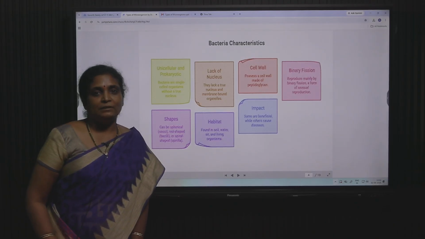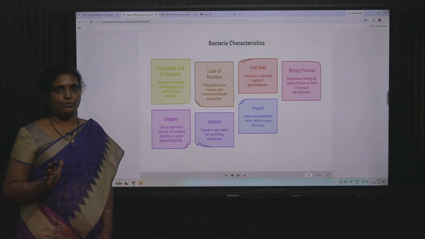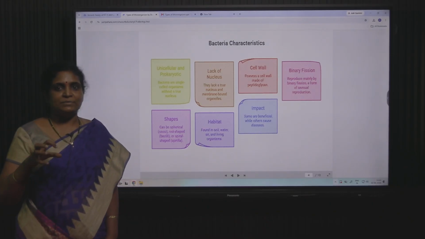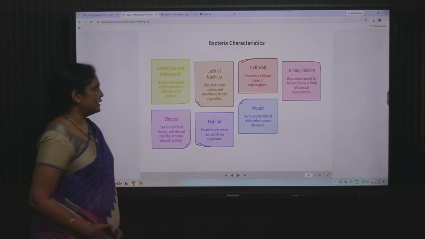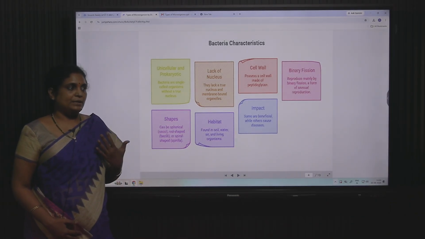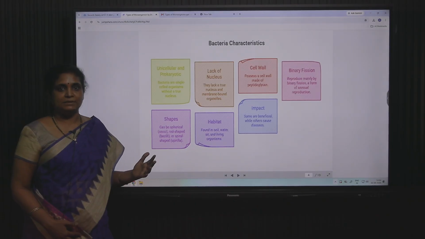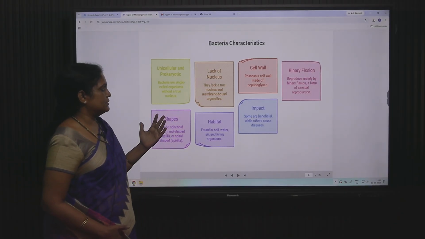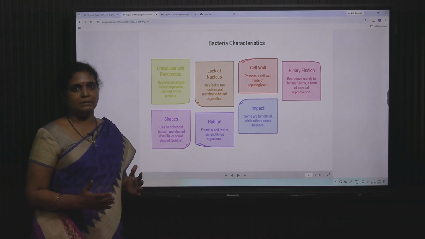So, first I will explain the characteristics of bacteria. Bacteria are unicellular and prokaryotic organisms. Unicellular means they have only one cell, so the entire metabolism takes place in a single cell. That is why we consider bacteria as unicellular organisms. And we also call them prokaryotes. What is a prokaryote? Pro means primitive, karyote means nucleus. So, a primitive, undeveloped nucleus is present in bacteria. That is why we say bacteria lack a proper nucleus. And also membrane bound organelles like mitochondria and chloroplast are absent in bacteria.